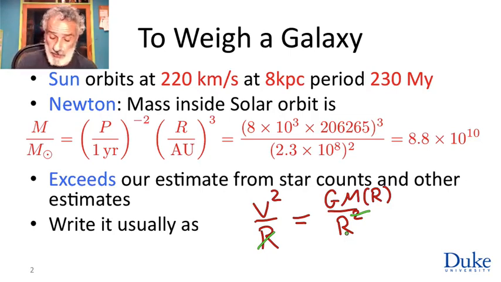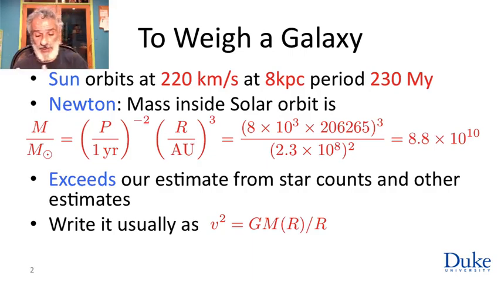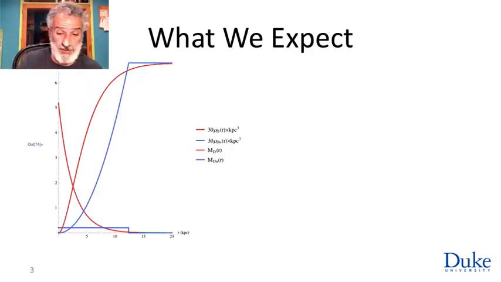And so the way this is usually written is that v squared gives you, if you measure the speed with which something is orbiting and the radius from the center at which it is orbiting, you can figure out the mass enclosed within its orbit. Okay, the study of galactic rotation curves is something extremely interesting. What is it that we expect and what is it that we find?